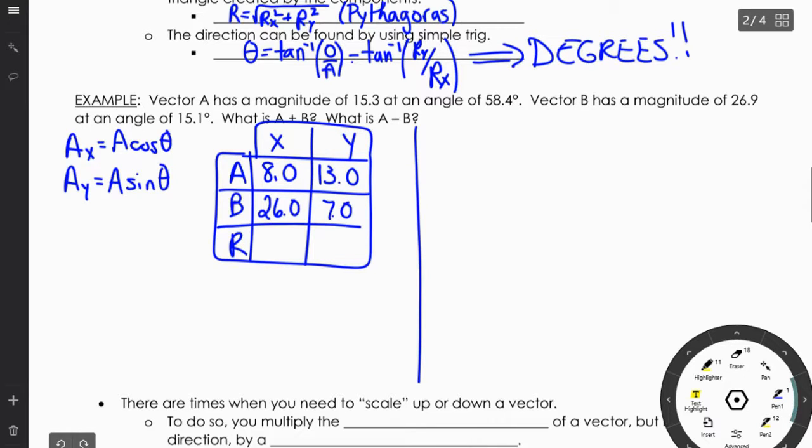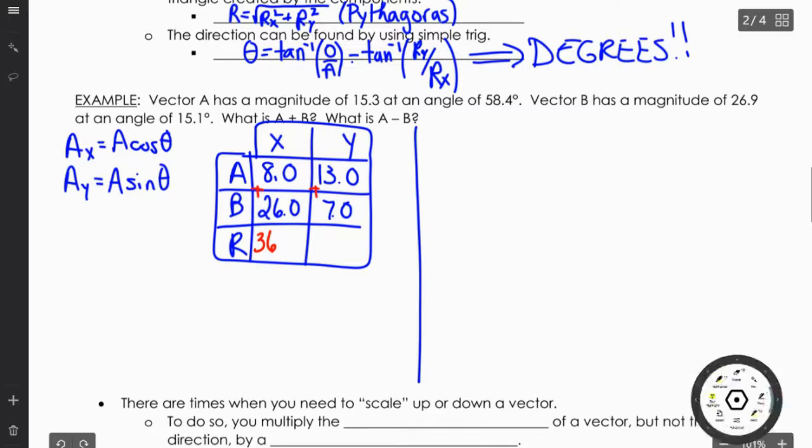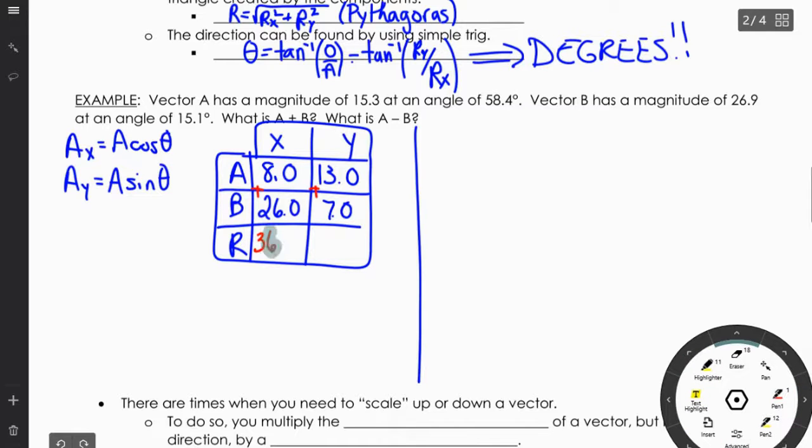So now, since I'm doing A plus B, I'm going to add these. So it's like I'm going to put a little plus sign here. So plus, plus. And so it's going to give me an Rx value of 34, not 36. So it's going to be 34, and then 20. So now I can figure out what is the magnitude of R. So I'm going to do the square root of 34 squared plus 20 squared.